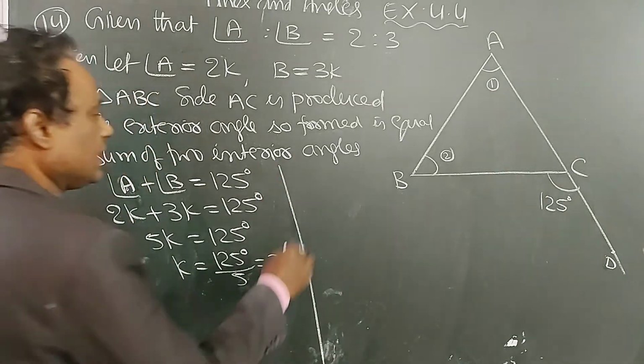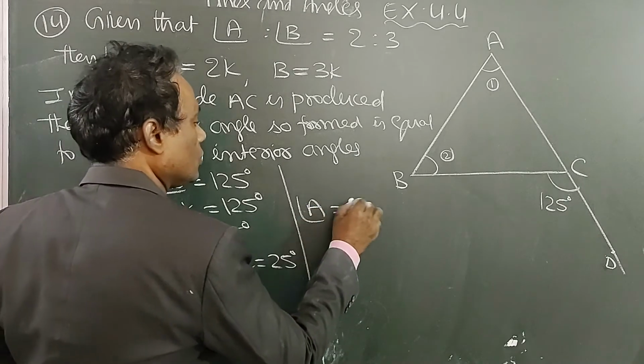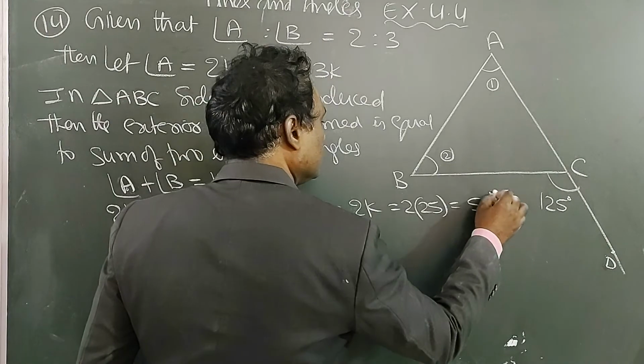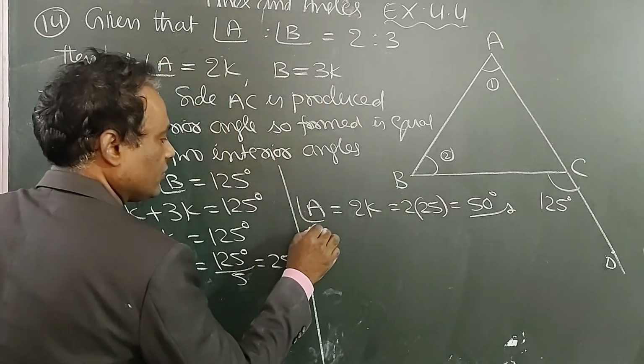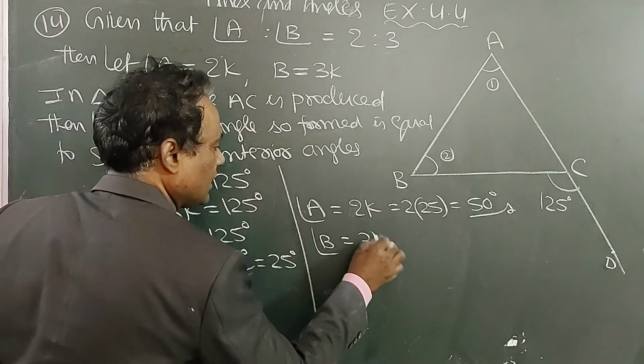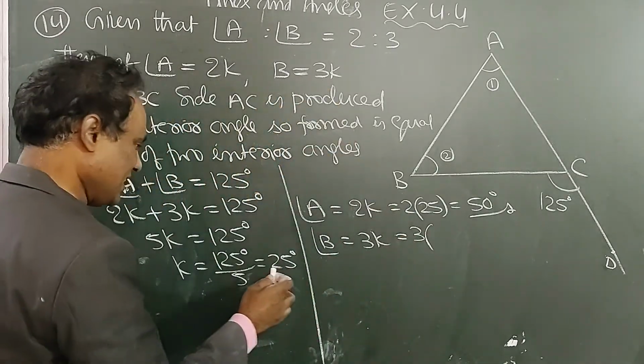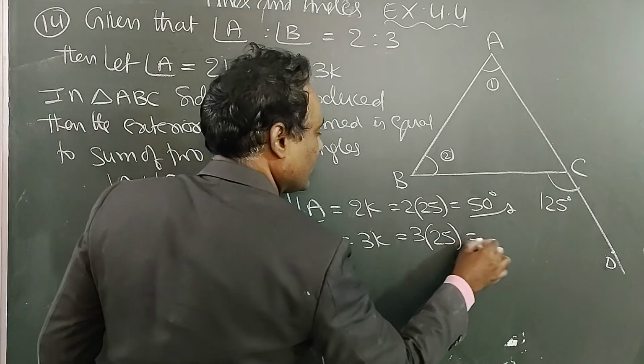But what is our question? Angle A we require. Angle A is equal to 2K. 2 into 25 is 50. Angle B is required. Angle B is 3K. 3 into 25 is 75 degrees.